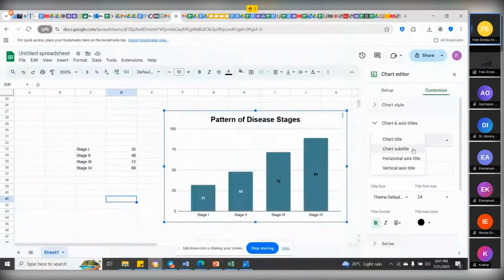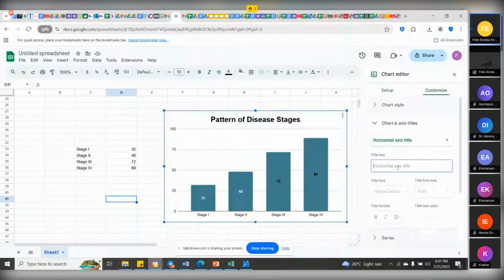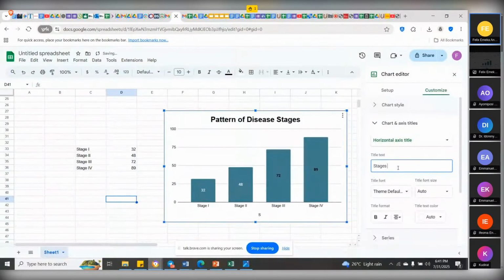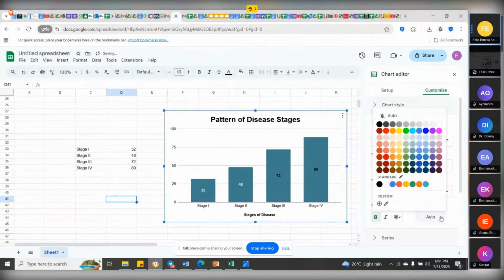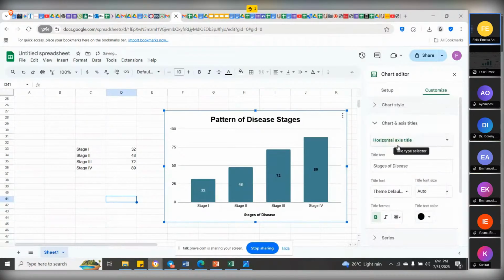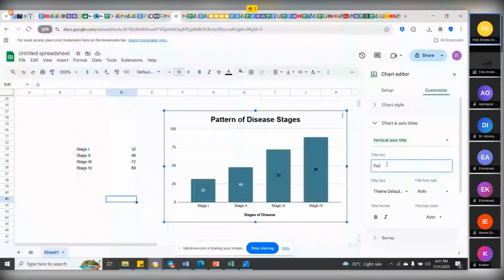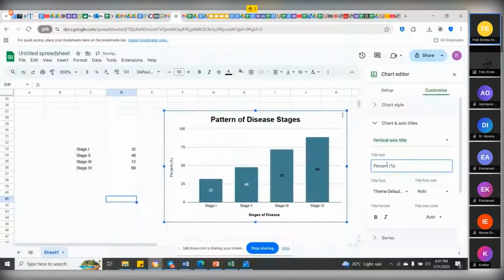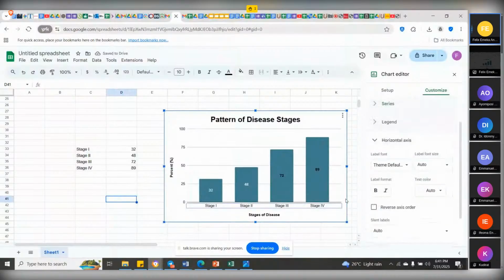I can say, okay, I want to label my horizontal axis. I choose horizontal axis and I call it stages of disease. I've labeled it. I can make it bold. I can make it black. It's already black. Then I can also label my vertical, which is the percent. I can say vertical axis title. I can call it percent. All right. Then I can make it bold if I want. I can increase the size if I want. So once you're done, you can click on this and also bold it if you want.